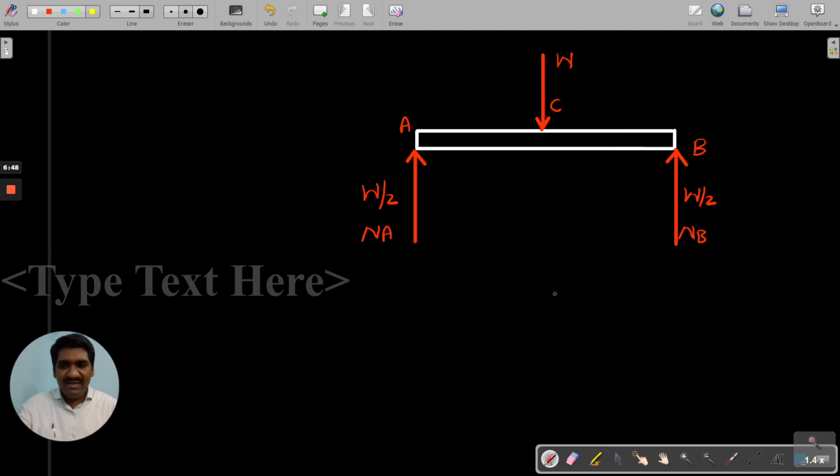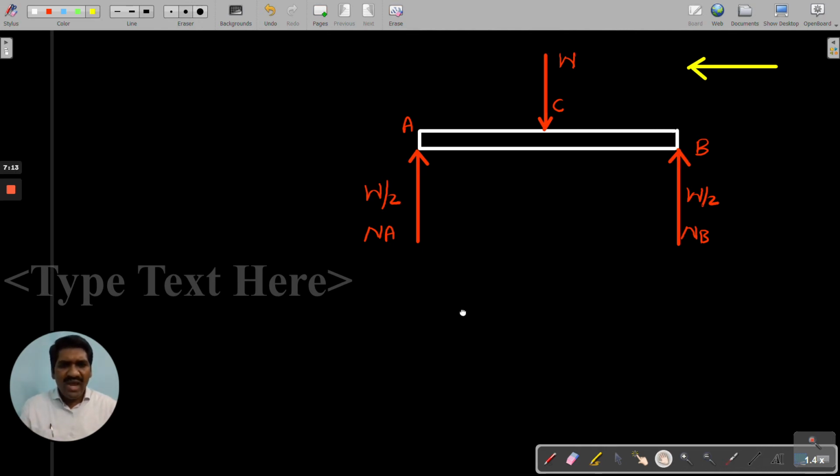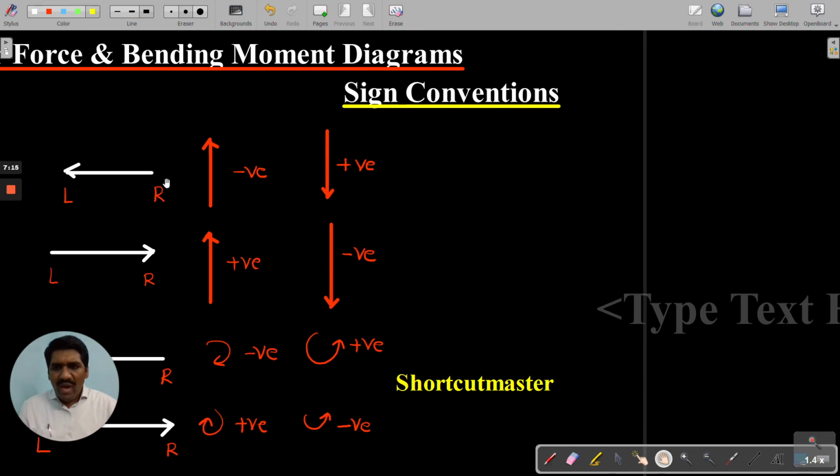First of all, let me clarify whether we are constructing the diagram by considering the movement from left to right or right to left. My suggestion is, I will be drawing all the coming diagrams in all the next coming classes from right to left only. Just now I told, while moving from right to left, upward is taken as negative, downward is taken as positive.